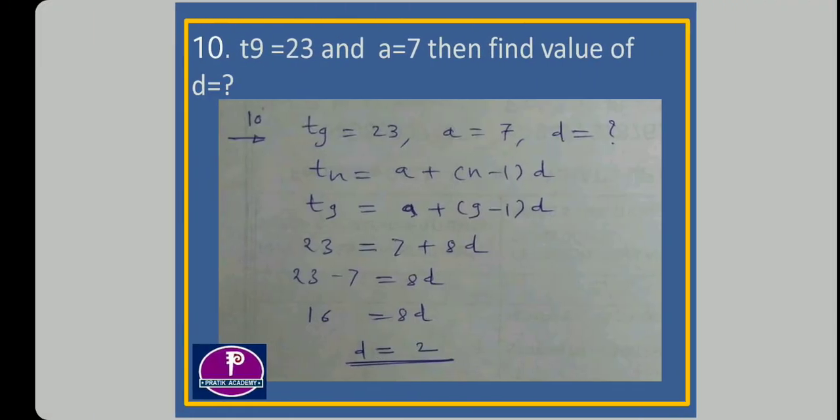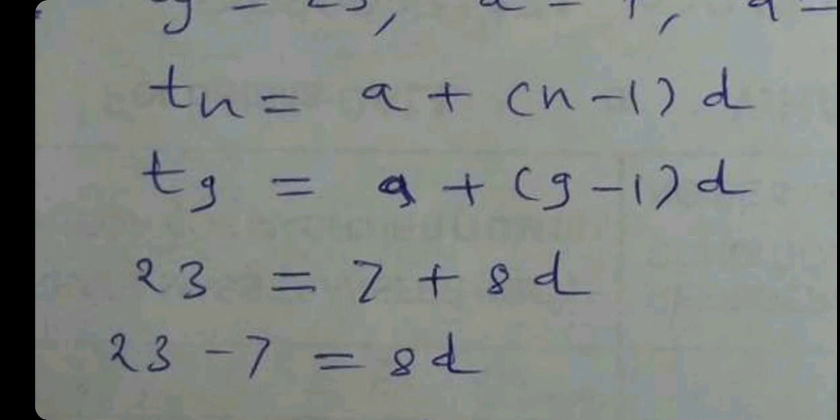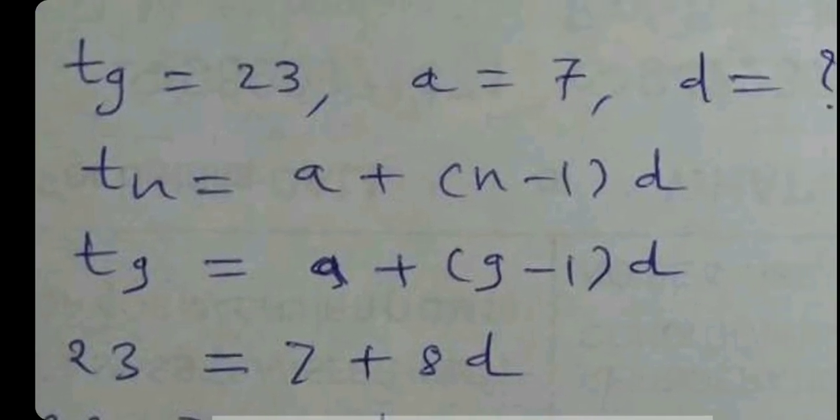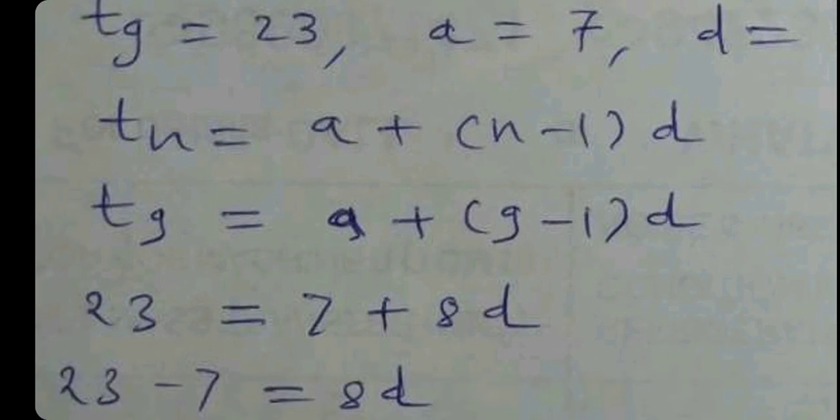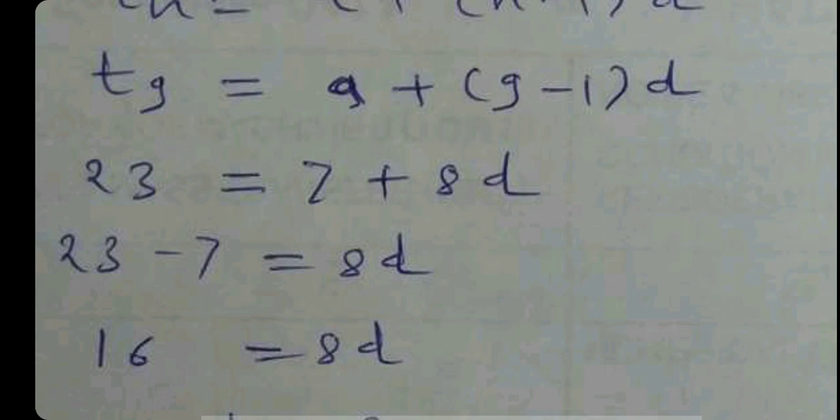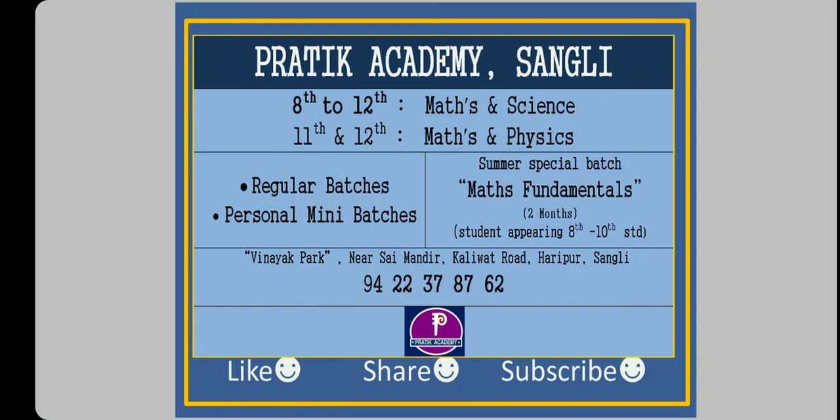Then next, T9 is given 23, a is given 7, and we have to find out d. So use again the formula Tn is equal to a plus n minus 1 into d. The value of T9 is given, a is given, and we have to find out d. So put here in the formula, we get d as 2. Okay, so in this way we have discussed one more question in MCQ from chapter AP.